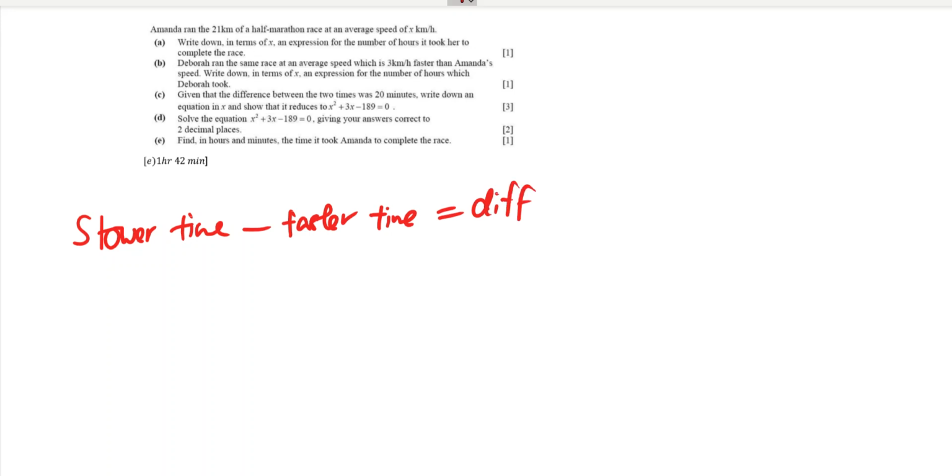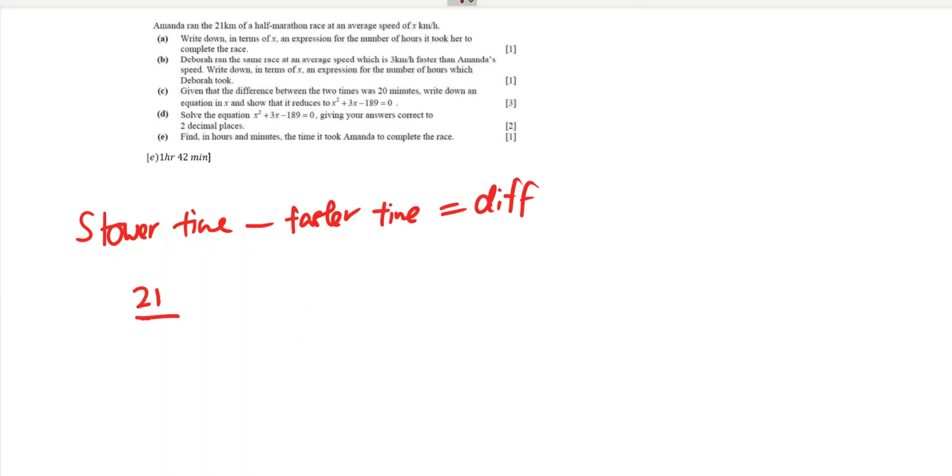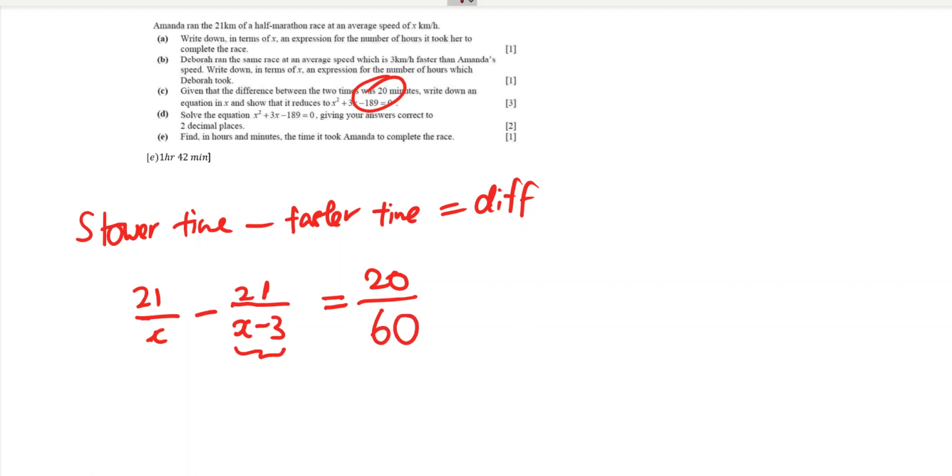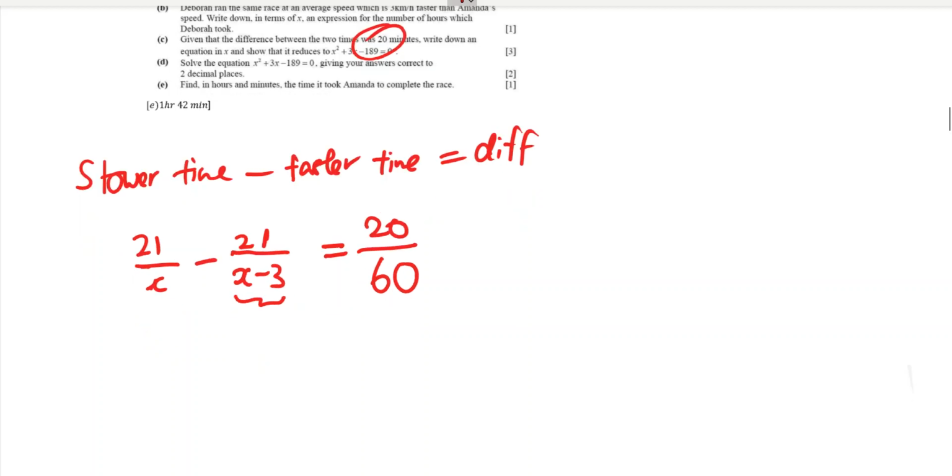Alright, so before you get this, you should get 21 over x minus 21 over x minus 3. Okay, because if your speed is x minus 3, you're faster, equals to the difference. The difference is how much? 20 minutes, so it's 20 over 60. Okay, this is the equation you should be looking at.